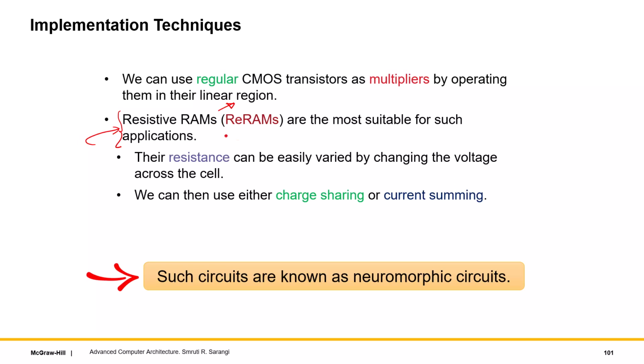So we can use such cells to make a programmable neural network, and then we can use charge sharing, current summing, etc. to realize such neuromorphic circuits.